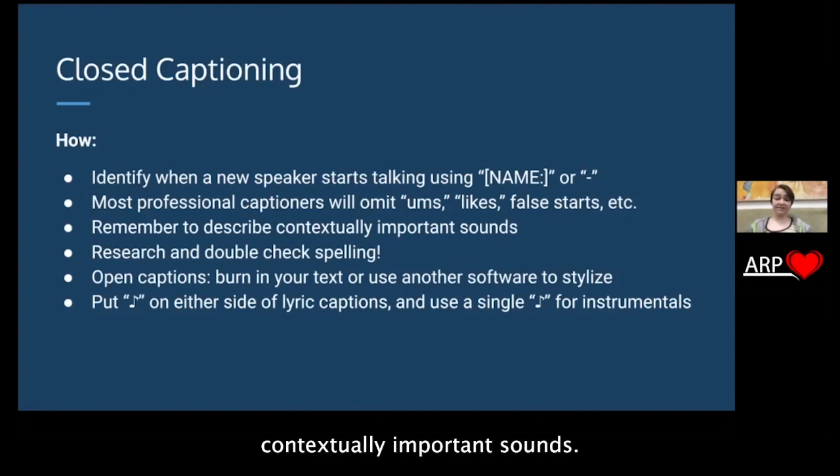Remember to describe contextually important sounds. For instance, if a door were to slam right now off screen and I suddenly whipped my head around and went, a non-hearing audience or someone who does not have their audio on would not know unless we captioned that a door slammed from off screen. And that is the reason why I am turning my head and seeing what's going on. So sound effects, music that's relevant to the visual information, anything that your user needs to know in order to understand what's happening, you should try and describe in your captions.